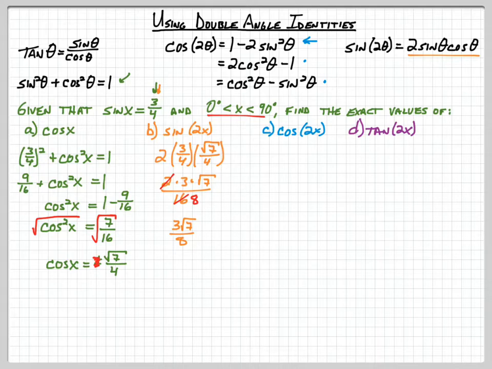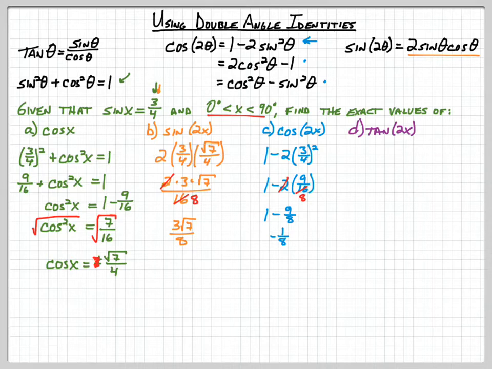So again, it's just going to be a plug and chug, just kind of throw some numbers in there and see what we get. So 1 minus 2 times (3 over 4) squared. So we've got 1 minus 2 times 9/16. We can do some simplifying and get 8 down here, so 1 minus 9/8, or negative 1/8. And that's our solution.